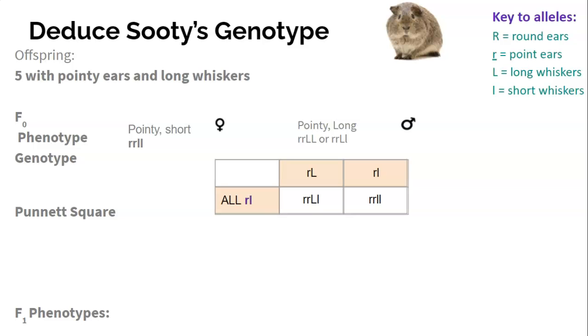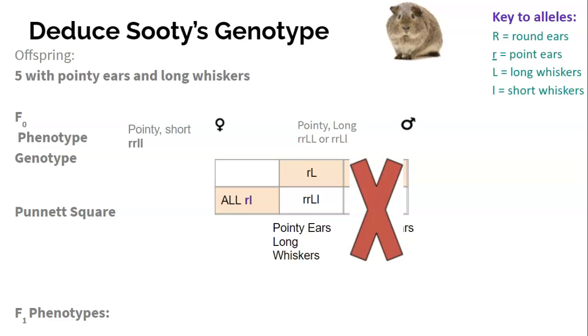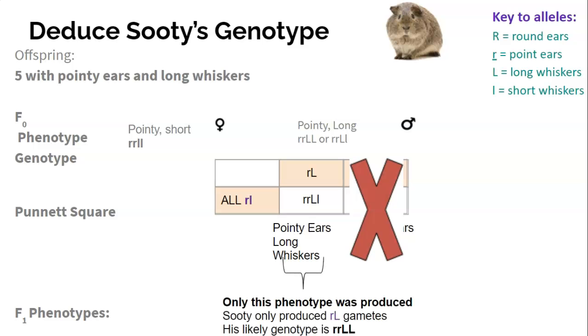And we know that his kids all had pointy ears and long whiskers. So we can eliminate that one because that one had short whiskers, which means that his likely genotype is homozygous recessive for ears and homozygous dominant for whiskers.